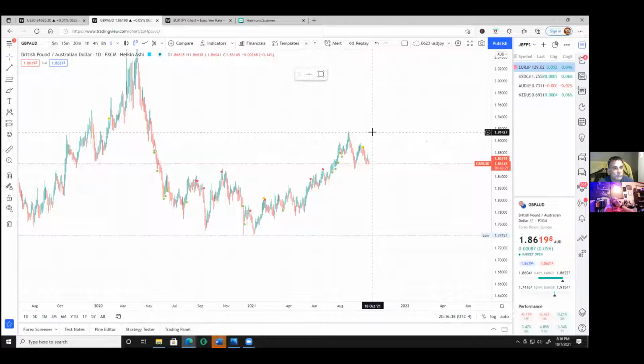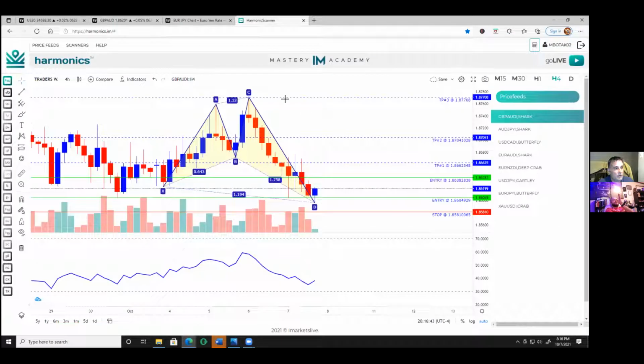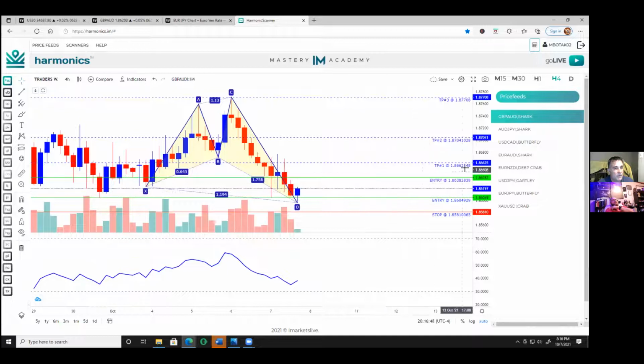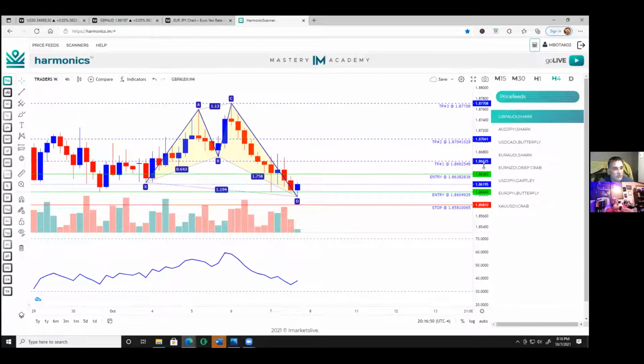Let's go back to the harmonic scanner and let's get our points for this trade. And I don't know how you like to do this. If we do entry, TP1, TP2, TP3, and stop. Are you comfortable transposing that? Oh, onto Trading View?